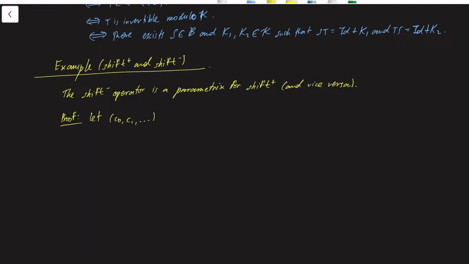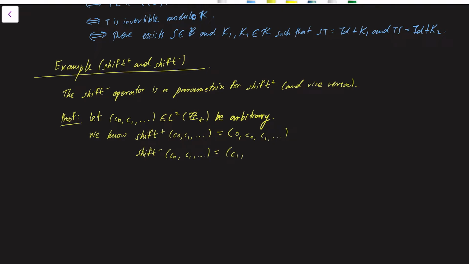Let C0, C1, and so on, that sequence, be in L2 of Z plus, let it be arbitrary. We know that the shift plus operator takes the sequence and shifts it one spot to the right, placing a 0 in the 0th position, and shift minus annihilates the 0th position, shifting the sequence to the left. So the shift plus operator composed with the shift minus operator on this sequence, C0, C1, and so on, gives us 0, C1, C2, and so on.